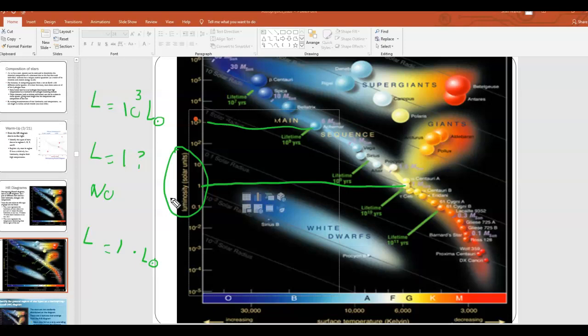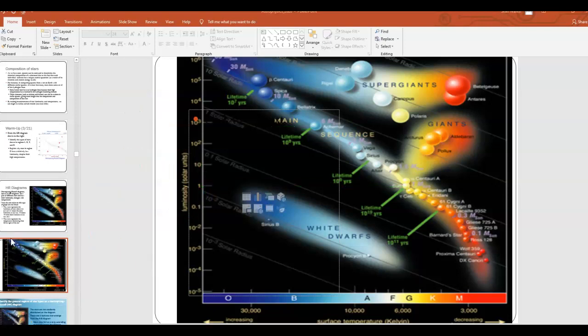Also be aware, I'm going to erase this, so pause it here if you need to look at this. Also be aware of the other thing I said, that the temperature tends to decrease from left to right. And so the stars that are hottest tend to be over here, and the stars that are coldest tend to be over here. Now, going back to the last slide for just a moment.